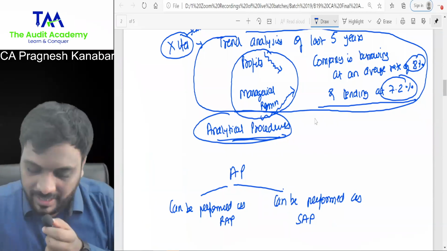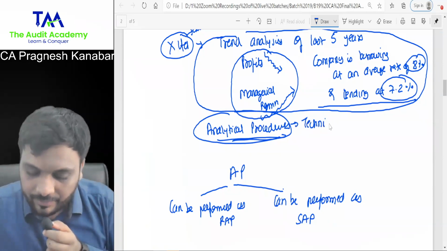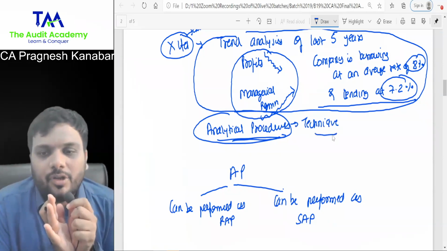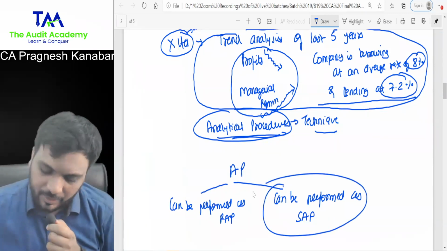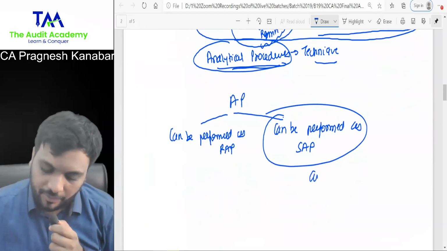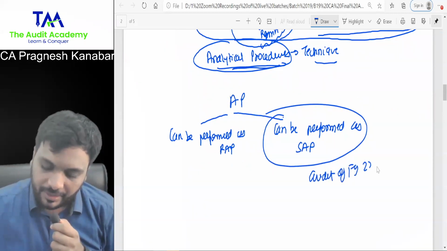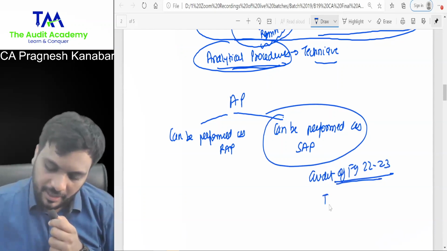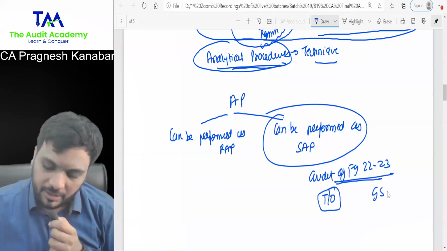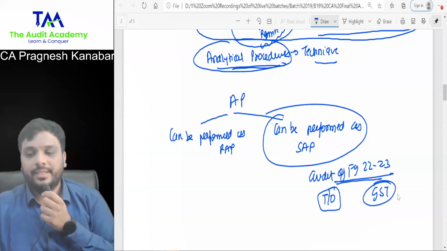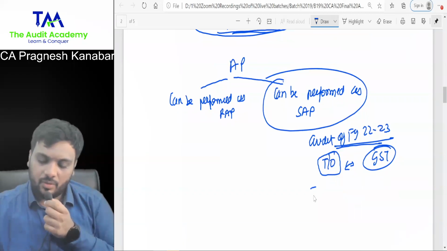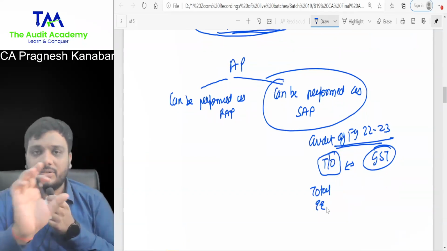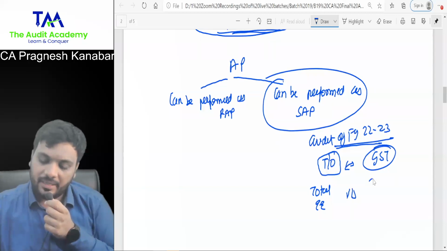Let me tell you, analytical procedure is a technique. It can be used for risk assessment also. It can be used as a substantive analytical procedure also. Let me give you an example of substantive analytical procedure. When you are conducting the audit of financial year 22-23, if I give you the figure of turnover, will you be able to guess the GST? Yes. If I give you total employees and their salary rate, can you compare it with the total payroll cost? Yes.